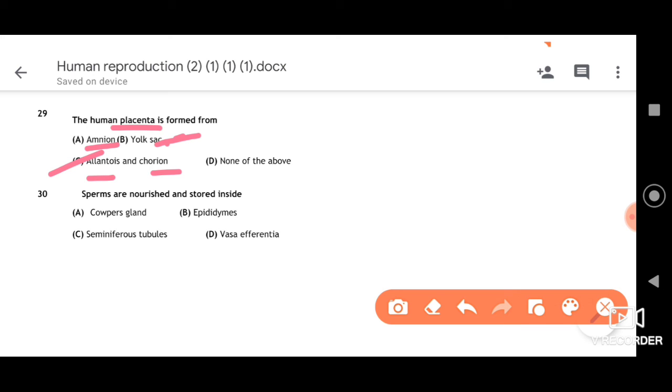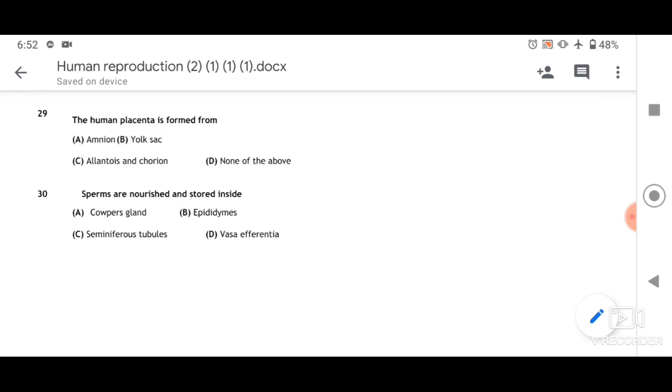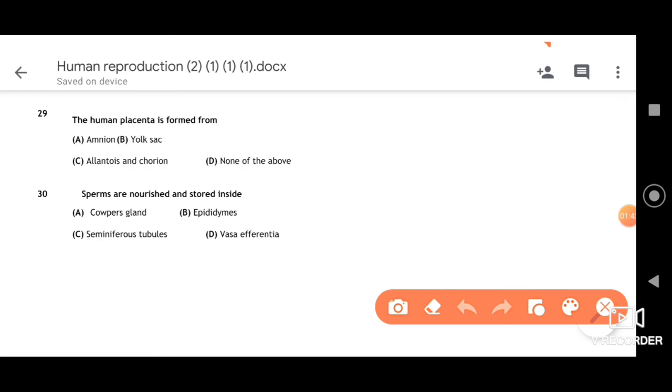Then the last question we have here, dear students: sperms are nourished and stored inside. The question is, where are the sperms nourished and stored? We need to identify this among the following. Four options have been given: the corpus gland, epididymis, seminiferous tubules, vasa efferentia. These are the four options.